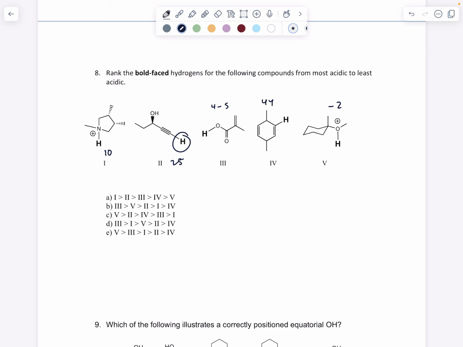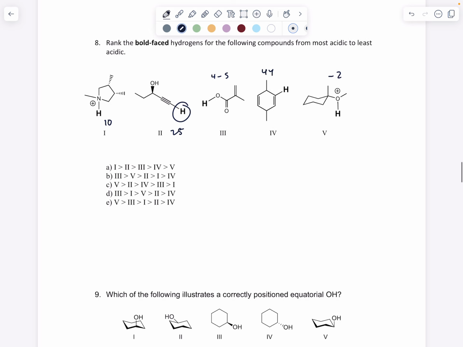You can also think about them in terms of electronegativity, like the most electronegative atom here is the oxygen, so those are probably going to be the most acidic when compared to carbons and nitrogens. But for me, it's just fastest because I have the pKas memorized to rank it that way.